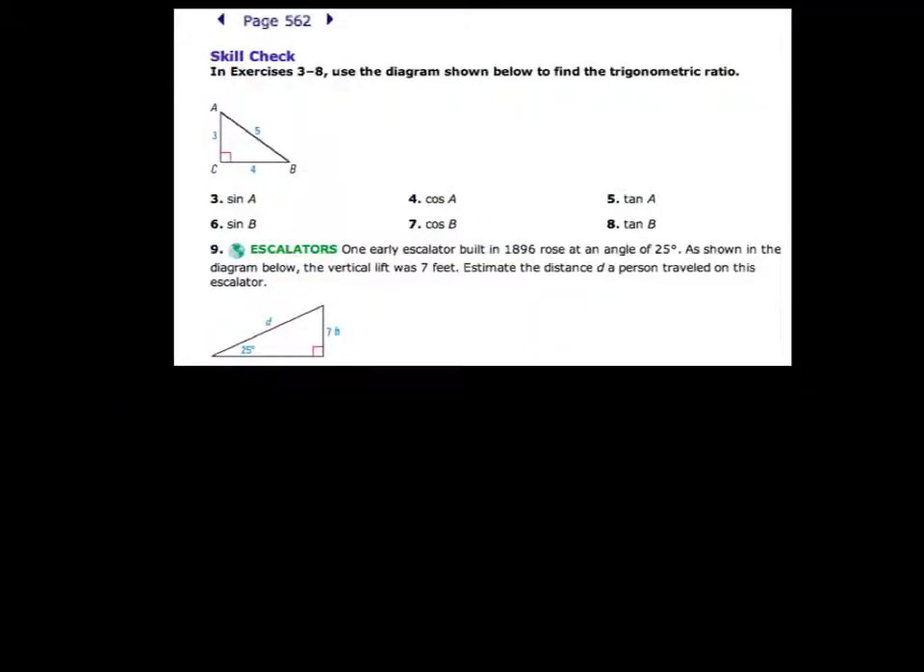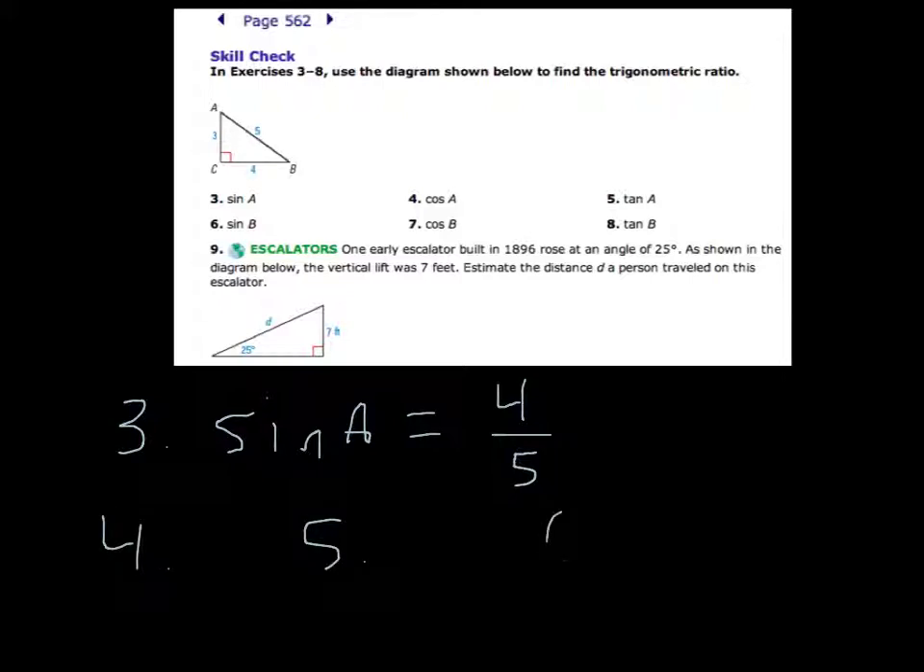On this page, you should be able to go pretty quickly through the first set of questions and just identify with just a fraction what the sine of A is. So for instance, for number 3, the sine of A is equal to opposite, which is 4 over 5. And then just move on answering questions like that. Be ready to answer all these questions, including number 9, in class.